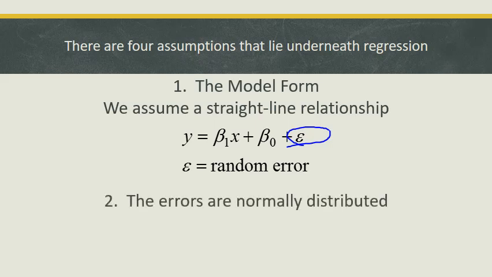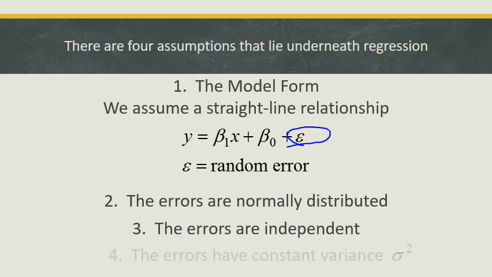Next, we assume that the errors are independent. And we also assume that they are normally distributed with a mean of 0. And finally, we assume that the variance of the error term is constant. We call it sigma squared.